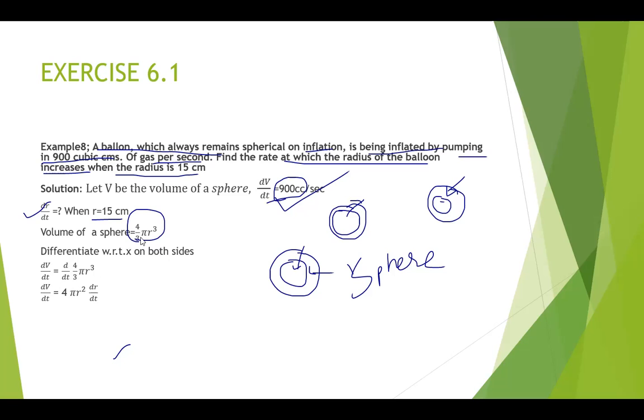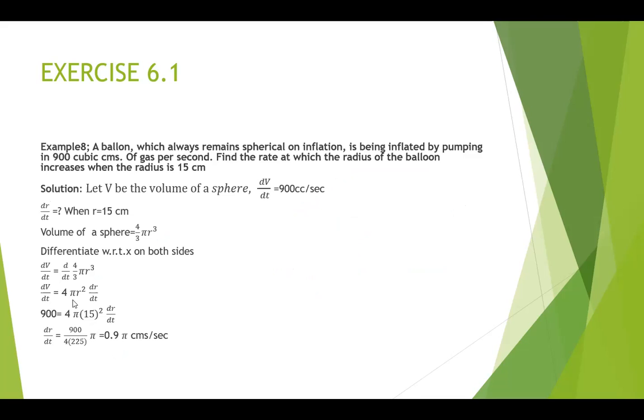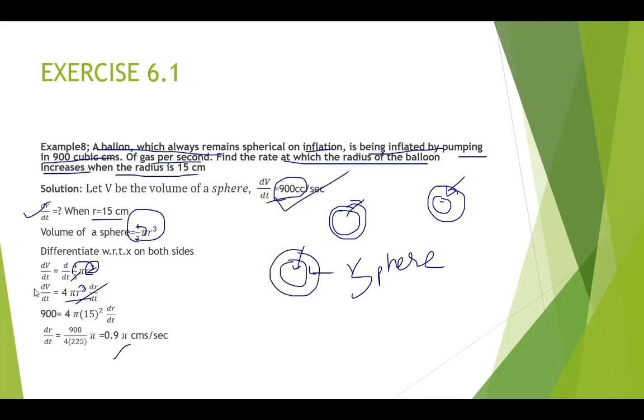dV by dt is 4 by 3 pi, which is constant. R cube derivative: r raised to n gives n into r raised to n minus 1, so it is 3 into r square, then dr upon dt. These 3s get cancelled. I get 4 pi r square into dr upon dt. Then I know dV by dt is 900, because the gas is put into it at the rate of 900 cc.